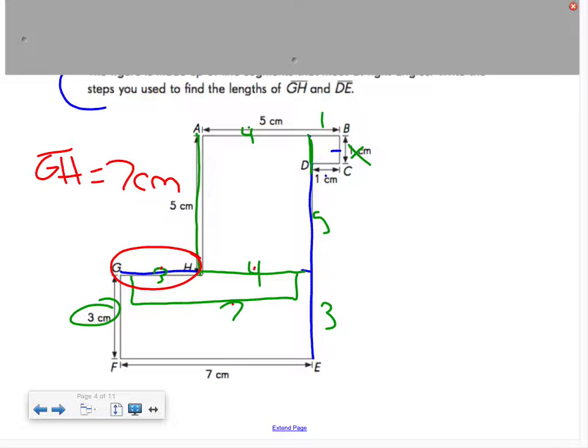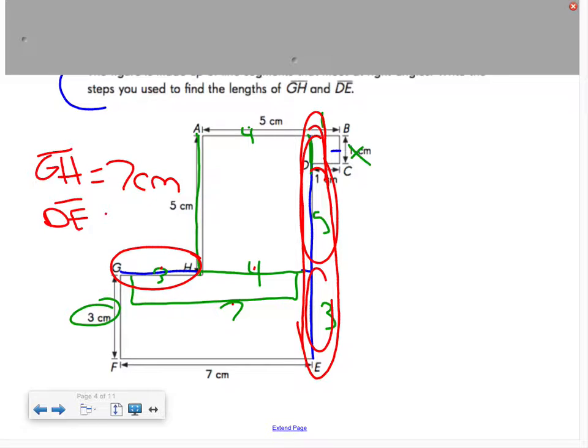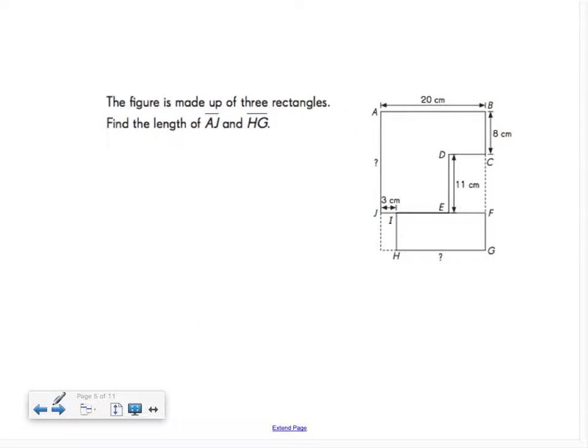And I need DE, a 3, a 5. So this is 3. This part is 5. And 3 plus 5 is 8. So I know DE equals 8 centimeters. And I know it looks messy at the end, but I really suggest using your highlighter tomorrow in the test so you can highlight what you're trying to find.